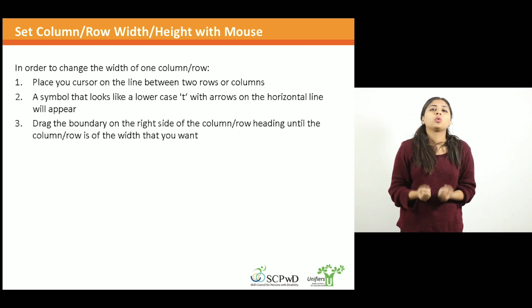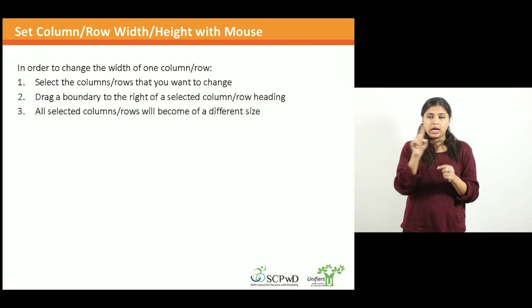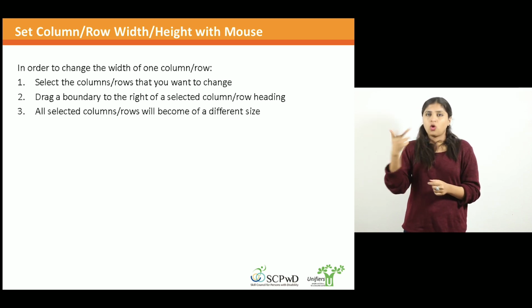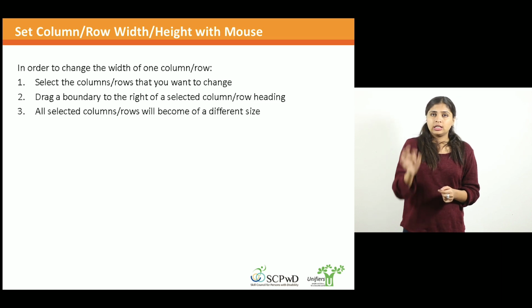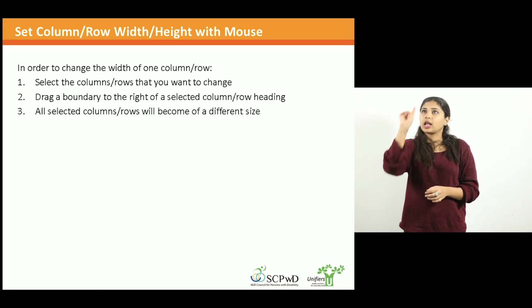In order to change the width of multiple columns or rows, select the columns or rows that you want to change. Drag the boundary to the right of a selected column or row heading. All selected columns or rows will become the same size.